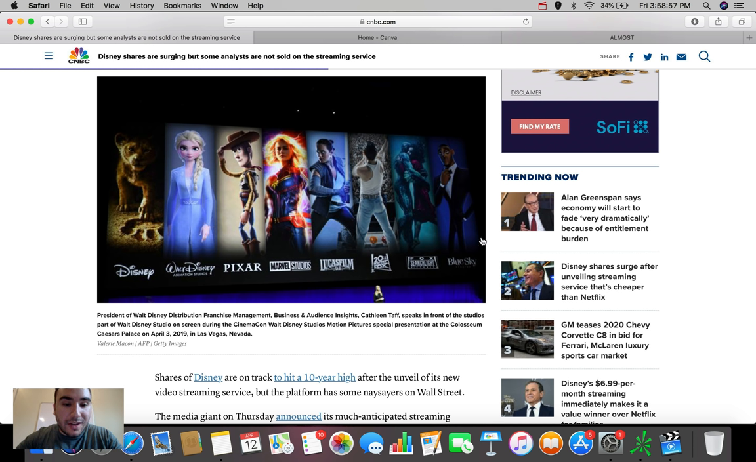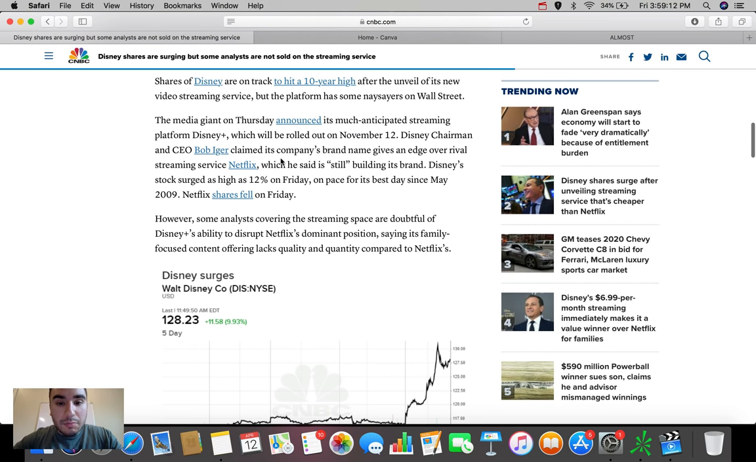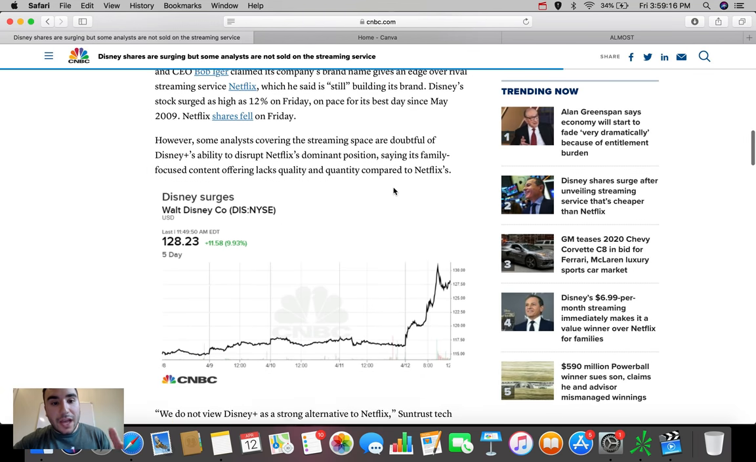You can see what types of content they're marketing here. You see some Disney, some animated, like Frozen, Toy Story. This was actually one of my favorite movies as a kid, fun fact. And this is going to bring a lot of younger kids to this platform. So Disney stock surged 12%, best day since 2009.